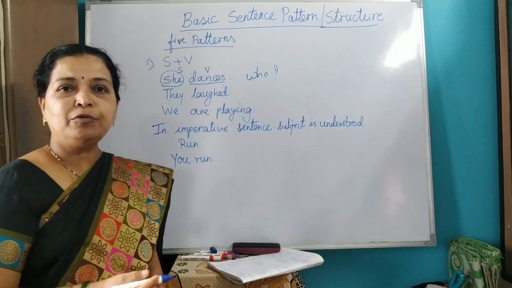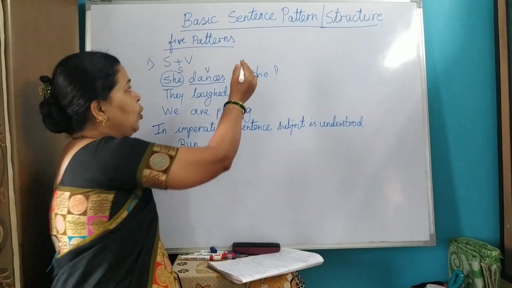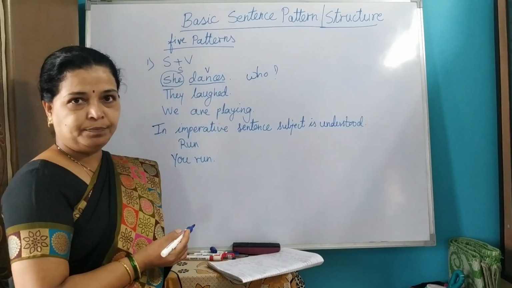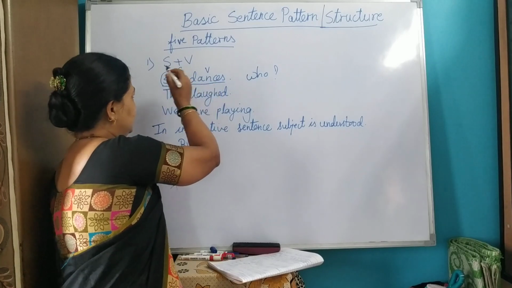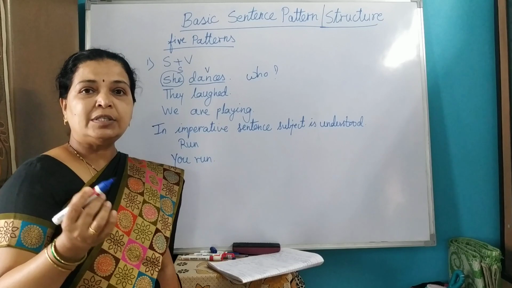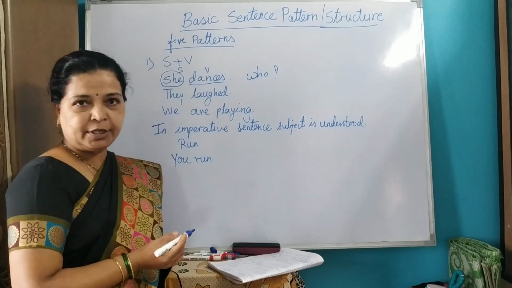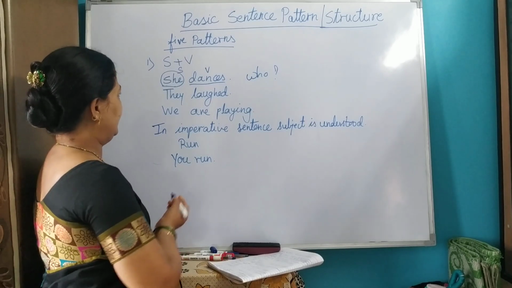Okay, got it? How to find out a subject? I'll repeat. You have to ask the question who before the verb. Okay, who dances? She. So she is doing the action. So subject does the action, we know. So she is your subject. Okay, now let's see the second one.